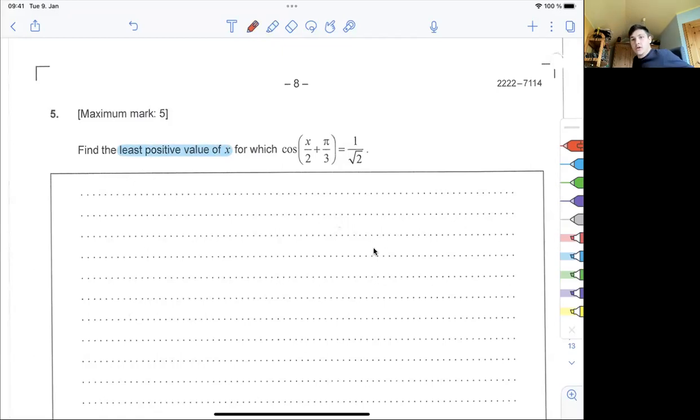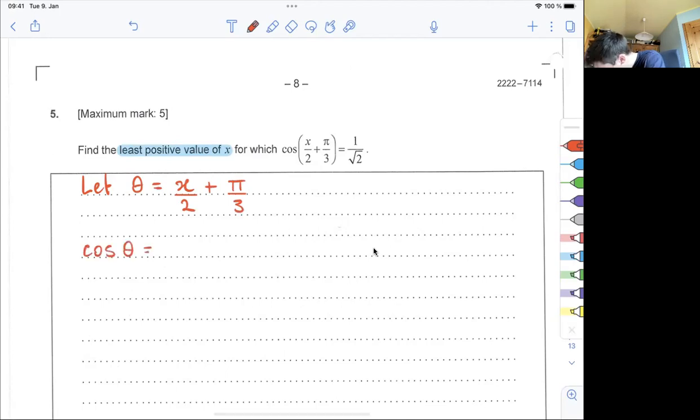First things first, with this question, I'm going to say let theta equal x over 2 plus pi over 3. And therefore that means I can say cos theta is equal to 1 over the square root of 2.